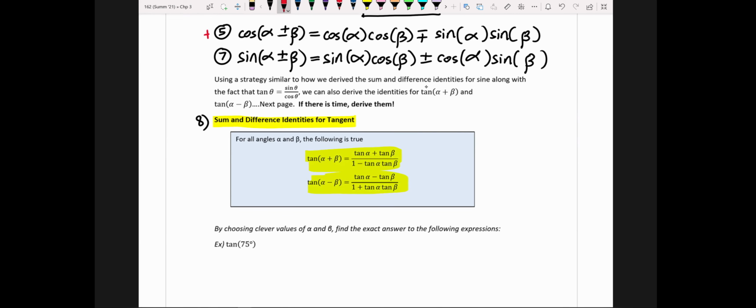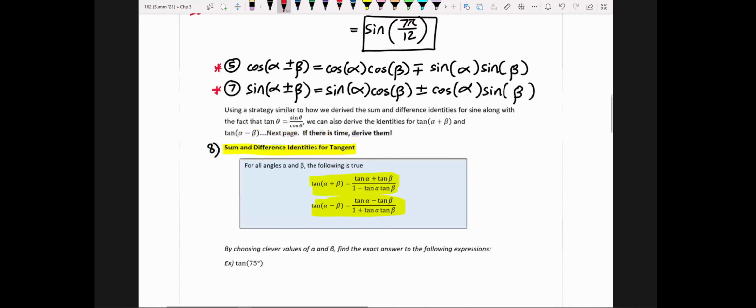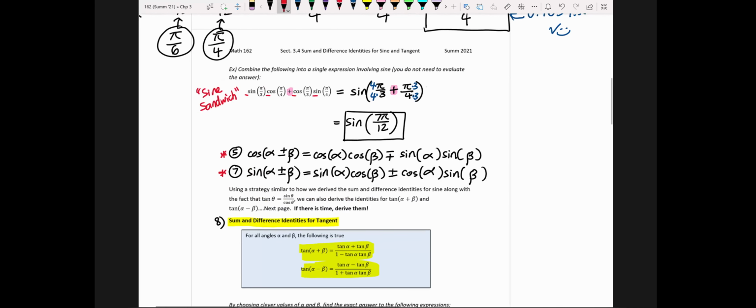Cosine and sine are ones that, oh, go ahead, sorry. Can you go a little bit up? I didn't get to finish reading. Thank you. Great.